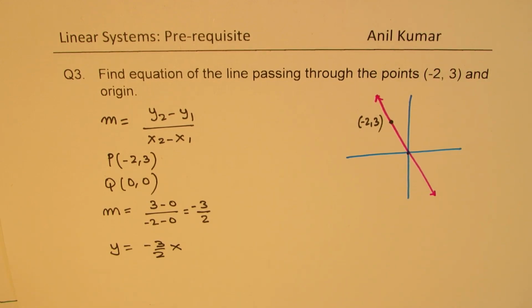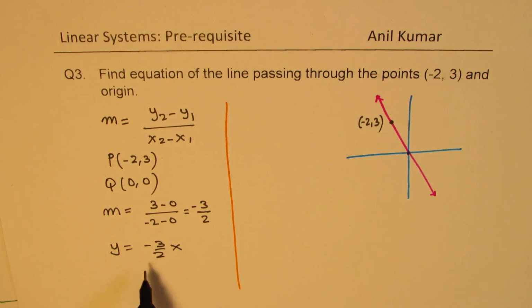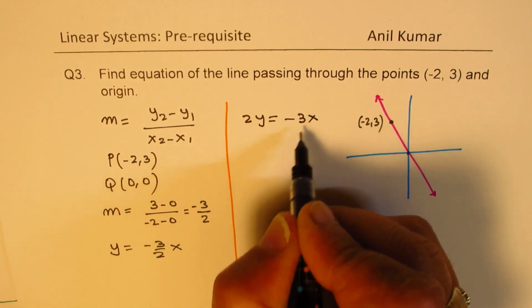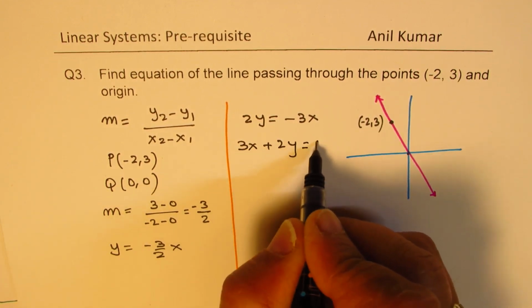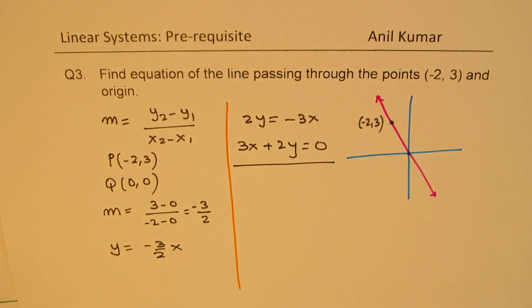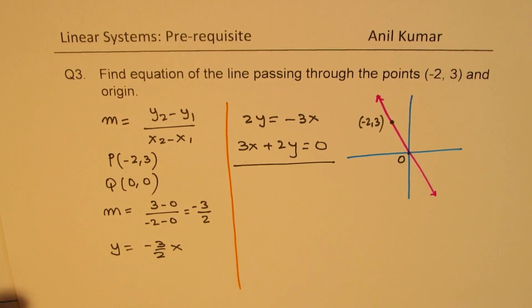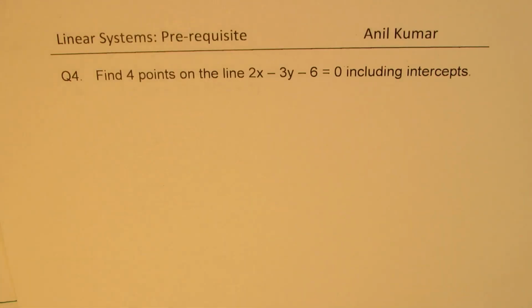You would actually write this equation also in standard form. Sometimes we need to write them in standard form. So cross multiply, we get 2y equals minus 3x, or you can say 3x plus 2y equals 0, right? So that becomes your solution. I hope the steps are absolutely clear. Now let's take up the next question, which is question number 4 for us.